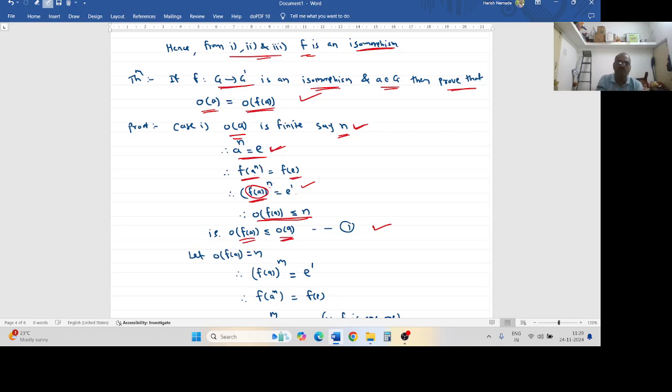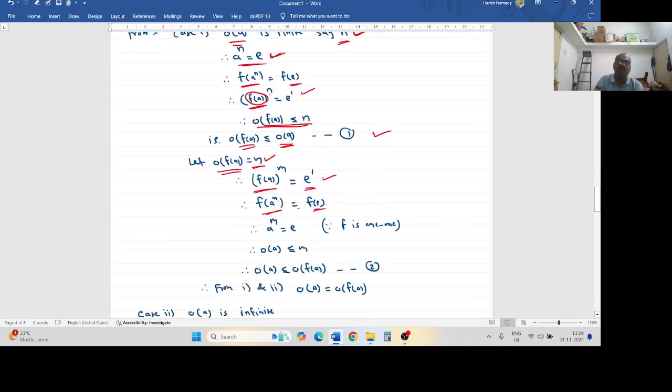Now again we show order of a is less than or equal to order of f of a. So let order of f of a is equal to m. m is the smallest positive integer such that f of a raised to m is equal to identity, that is in codomain e dash. e dash is f of e. So here we have f of a raised to m is equal to f of e, but f is 1-1. Since the given function is 1-1, whenever images are equal, corresponding elements are also equal.